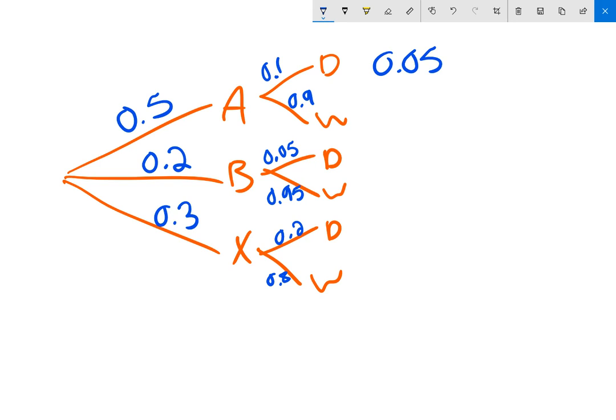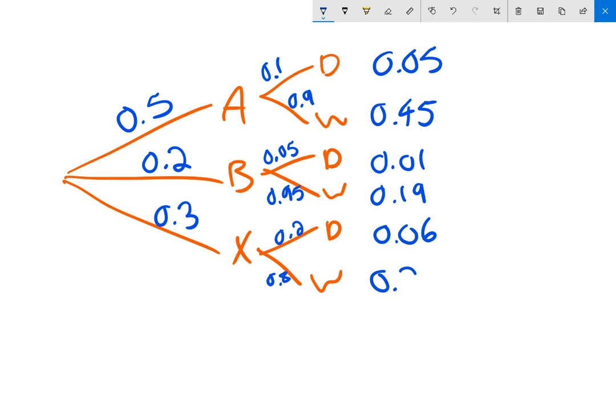0.5 times 0.9 is 0.45. 0.2 times 0.05, be careful about that, is 0.01. 0.2 times 0.95 is 0.19. 0.3 times 0.2 is 0.06, and 0.3 times 0.8 is 0.24. Now, all of those added up should equal 1. You can check if you want to.